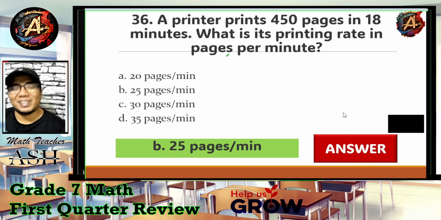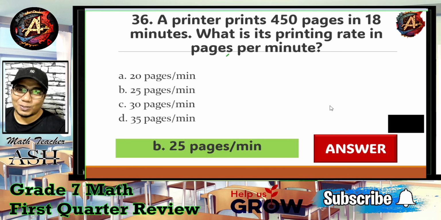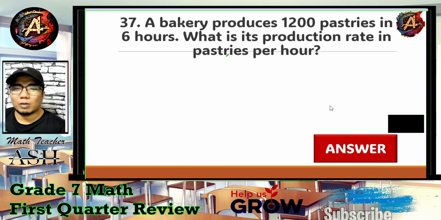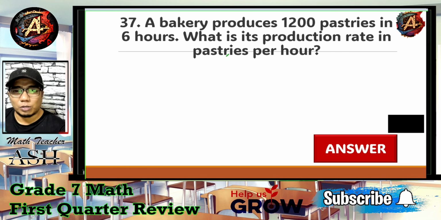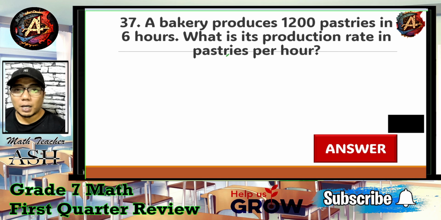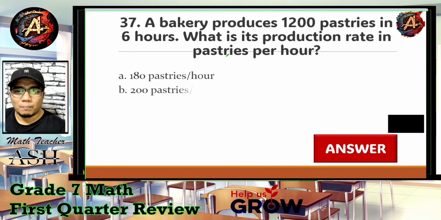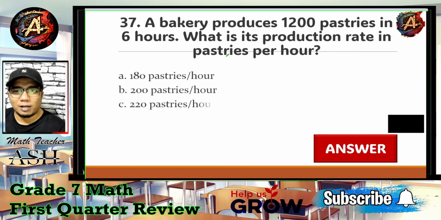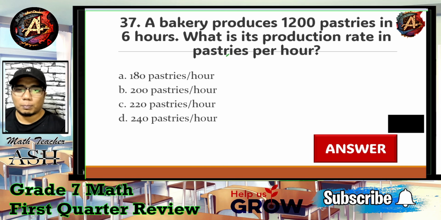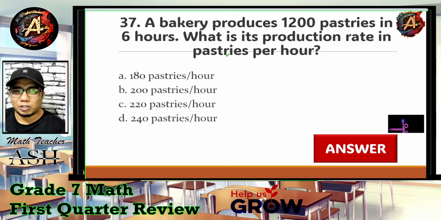All right, my dear math learners. Now, let us go to question number 37. A bakery produces 1,200 pastries in 6 hours. What is its production rate in pastries per hour? Is it A, 180 pastries per hour, B, 200 pastries per hour, C, 220 pastries per hour, or D, 240 pastries per hour? I'll give you 5 seconds to think about your answer.